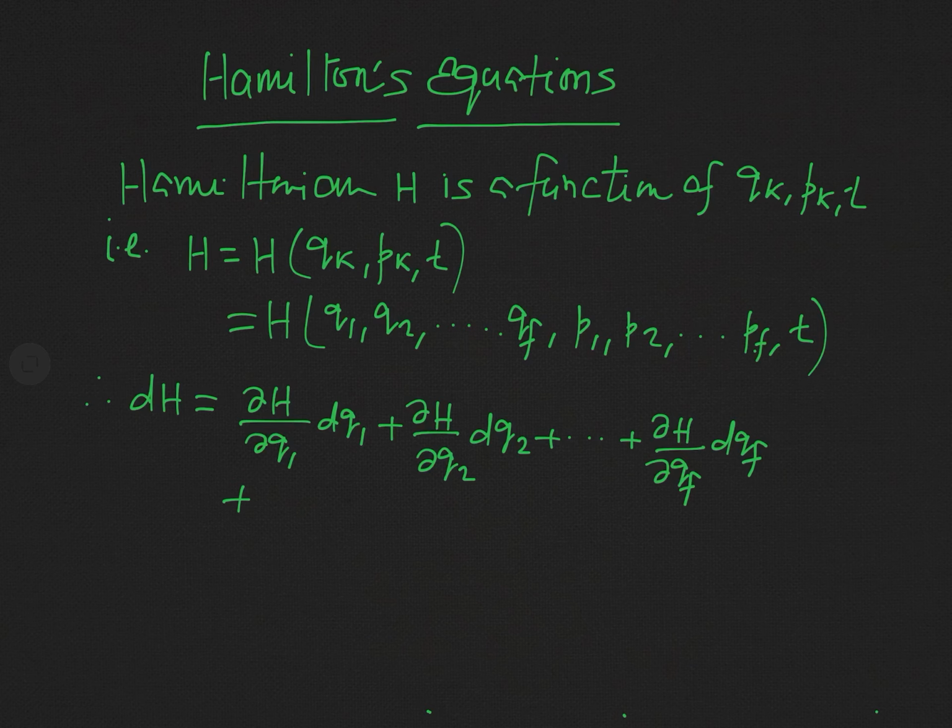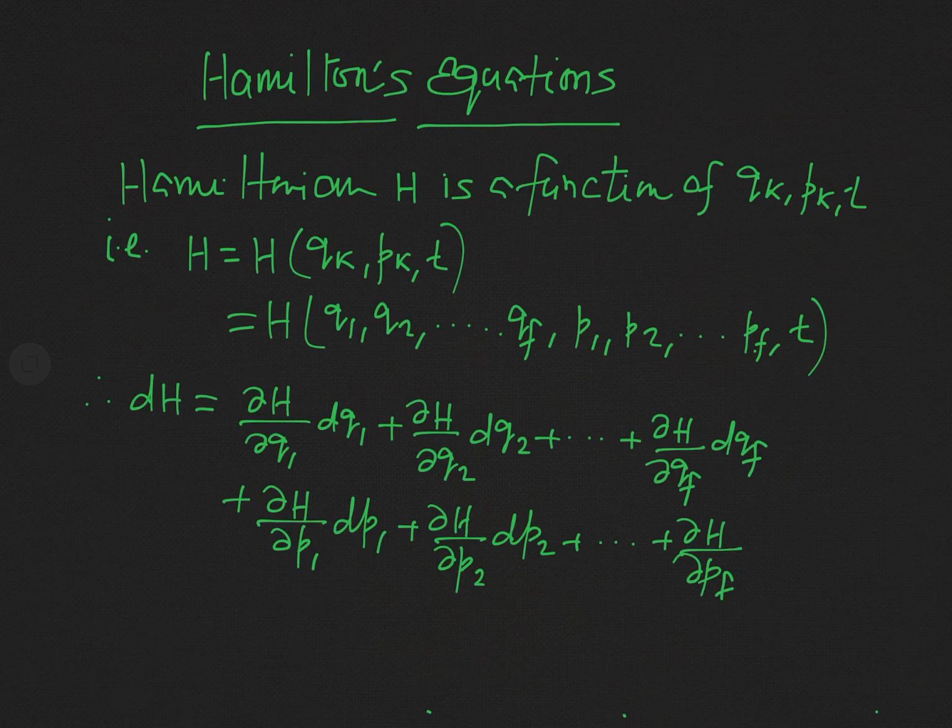Now we will take the differential with respect to the momenta, and so the terms will be del H by del p1 dp1 plus del H by del p2 dp2 so on plus del H by del pf dpf, and plus now we will take the differential with respect to t. So the term will be del H by del t dt.